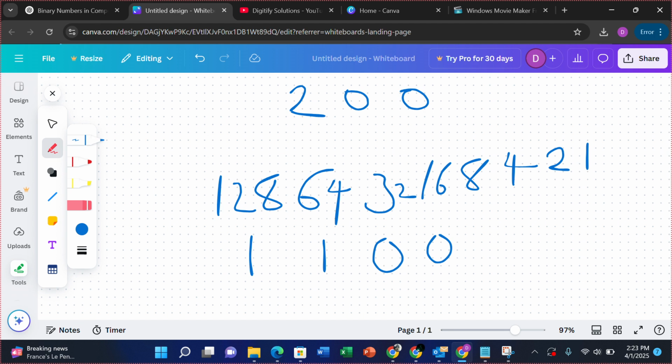Now we go back to the ones that we have, which is 192. 192 plus 8, that'll be 200. So this is going to be a 1. Since we already have what we're looking for, the others will just be represented in zeros.